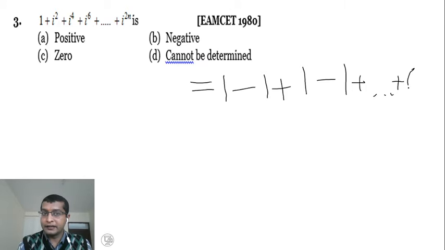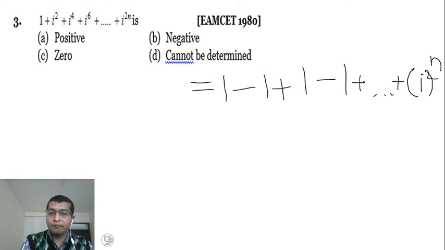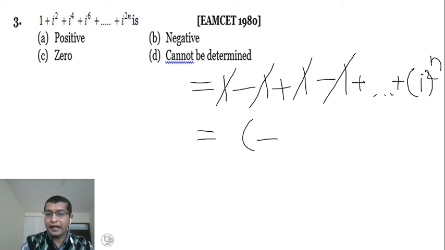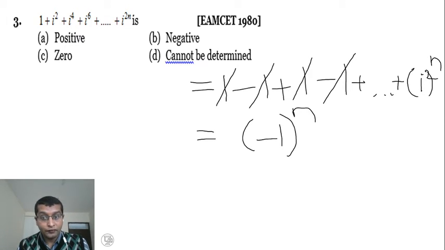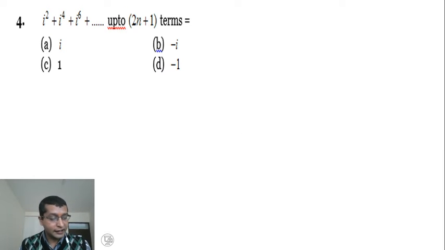So this can be written as i square raised to n here. Here it is plus 1 minus 1 plus 1 minus 1, they are going to get cancelled. So finally we get i square as minus 1 raised to n. I told you we don't know the value of n, whether it is positive or negative, it is not known to us. Therefore the correct option is cannot be determined. Okay, right, we'll move to our next example.